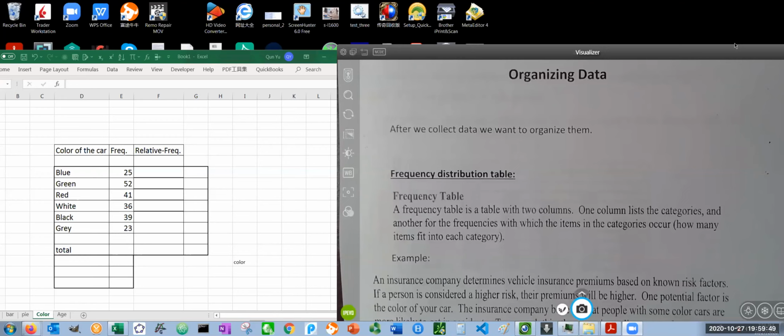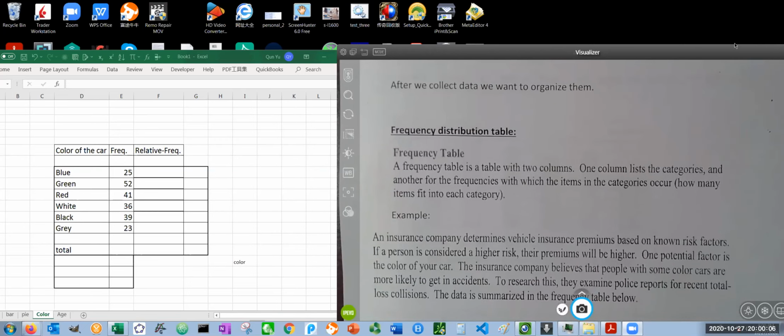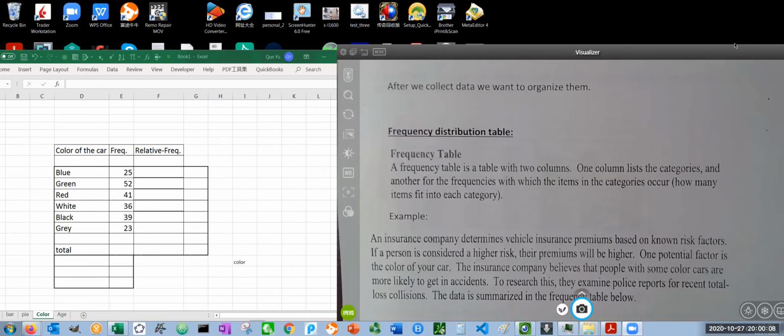And that is the reason we need to organize data before we can extract useful information from it. The frequency distribution table is one way to organize data. So let's look at the definition of a frequency distribution table. In your textbook, they just call it a frequency table. Basically, they're the same thing.